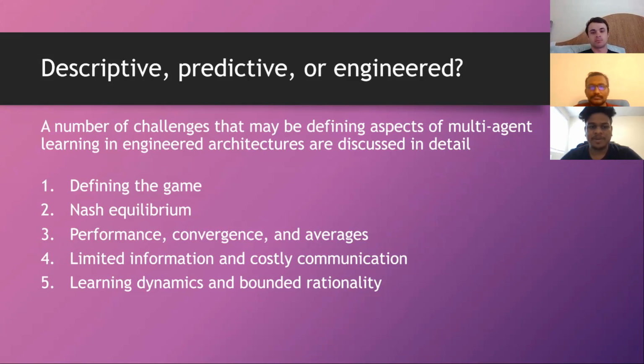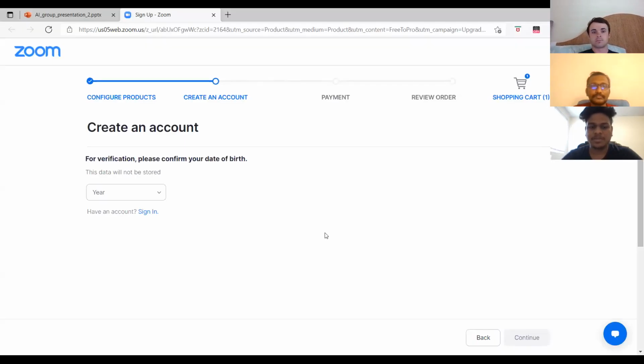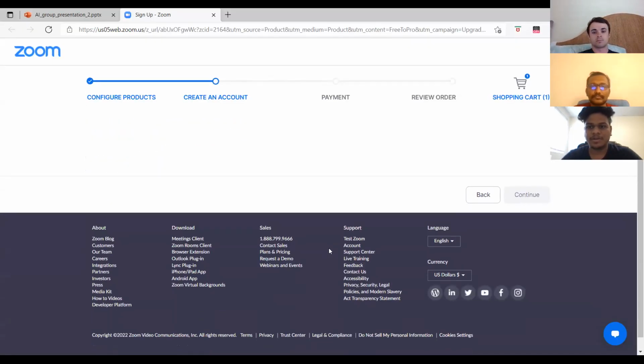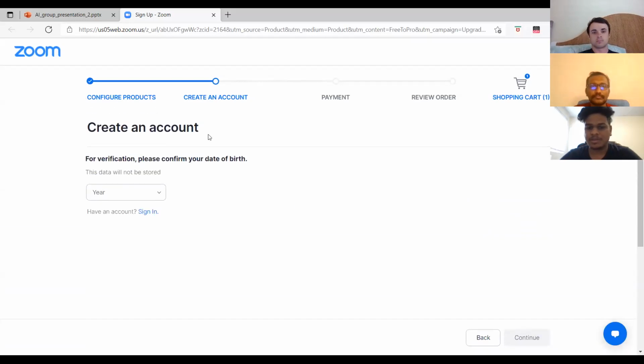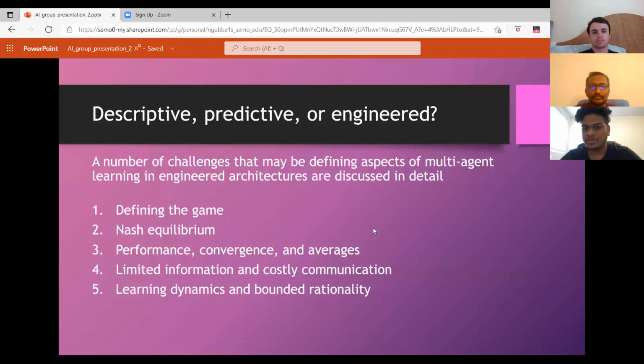Coming to the next point, limited information and costly communication. Information is a key thing in a multi-agent system, and how it is accessible to each agent. There are multiple agents involved. At a particular time, the cost of communicating information from one agent to another is what is called the limited information problem. Arjun, can we go to the slide?